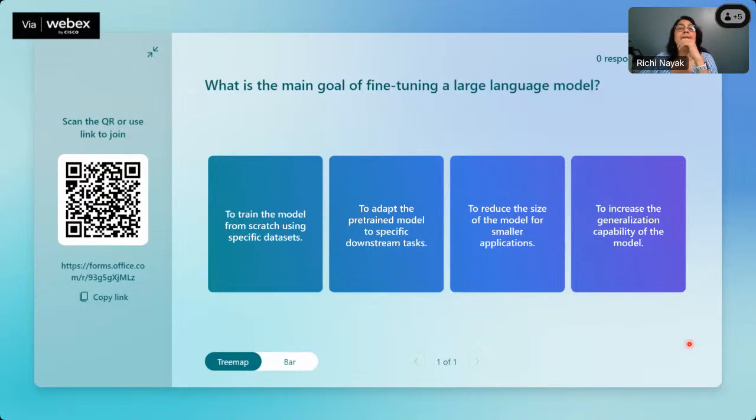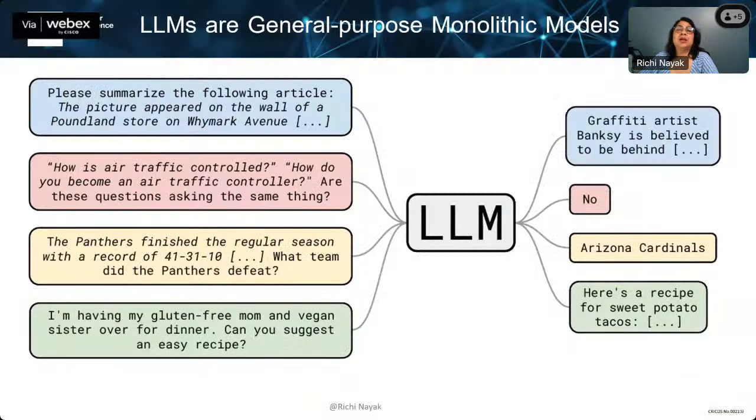Okay, the main goal of fine tuning is to adapt the pre-trained model to specific downstream tasks. So yes, almost everyone is getting it correct. The answer is B. That's why these systems are called general purpose monolithic models. You can do question answering, sentiment labeling, information extraction, topic modeling, some guardrailing, and so on.